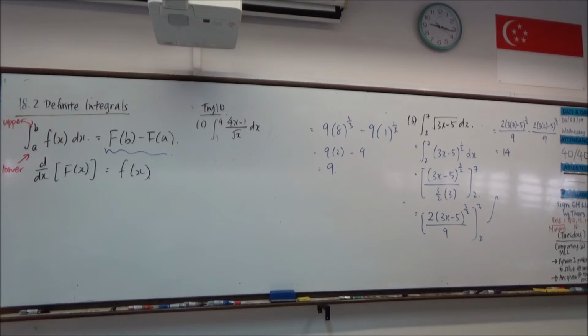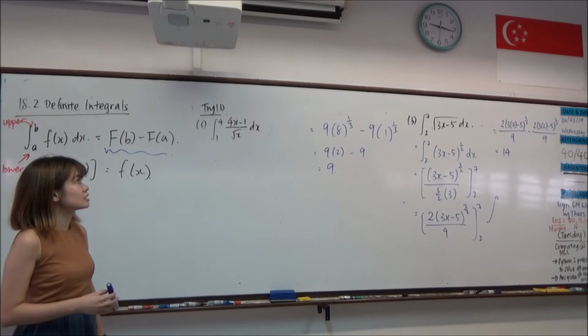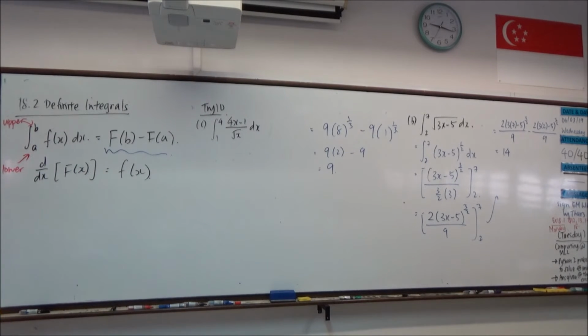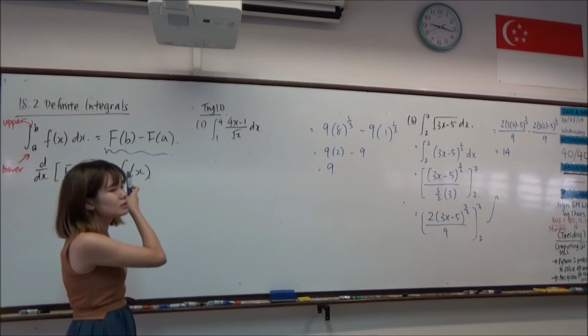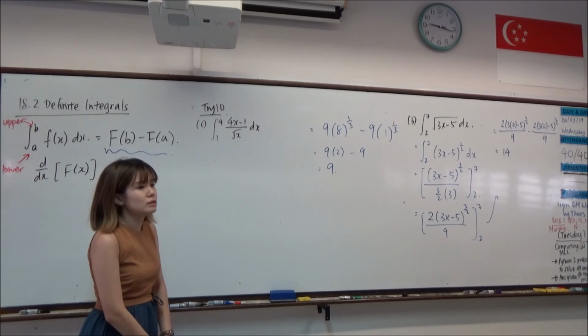For part C, how should we integrate this function? Any ideas? How do we integrate this function? 4x minus 1 over square root x. Partial fraction. Do we do partial fraction for x to the power of half? We don't usually do that, right? Bring x out. How do we bring x out? What do you mean by that?